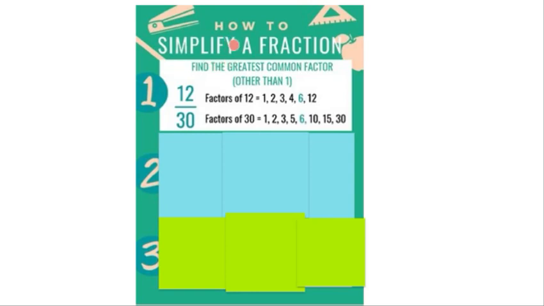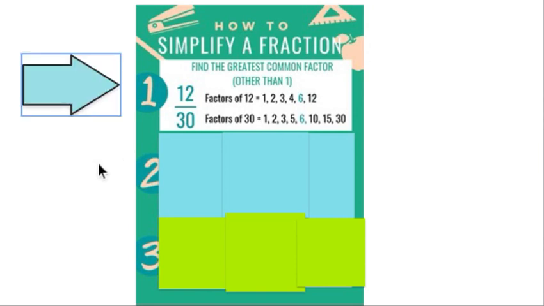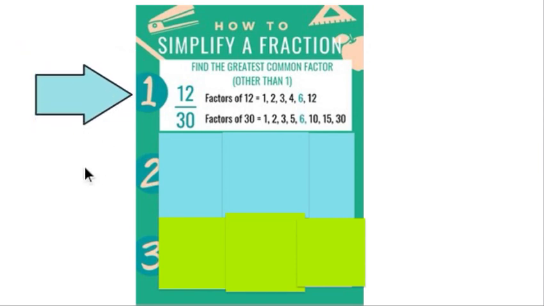Today's video, we are going to learn how to simplify a fraction. So we really need to focus on the first step. Our first step is to find the greatest common factor other than 1. Our fraction is 12 over 30 in this case.